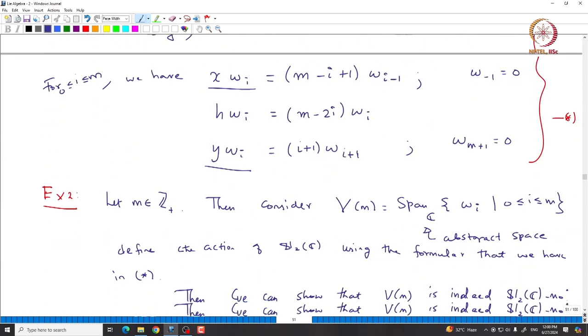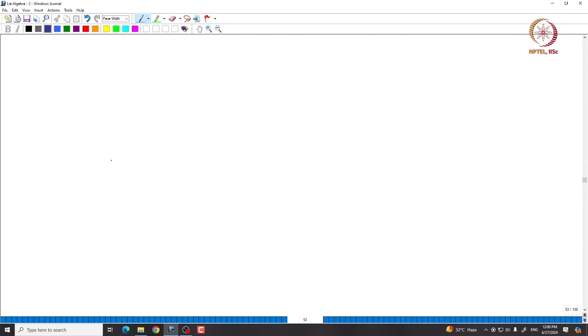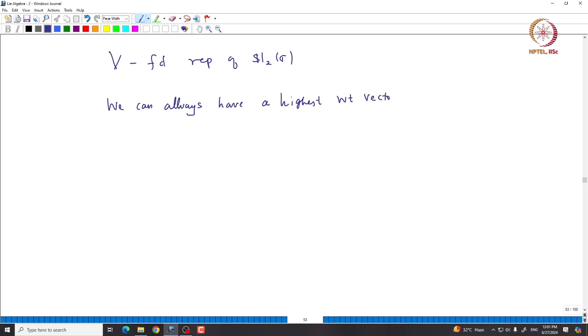So now let's make one important observation. If we start with a finite dimensional representation, let's say a finite dimensional representation of SL2C, then we can always have a highest weight vector inside capital V. So how can one guarantee this?